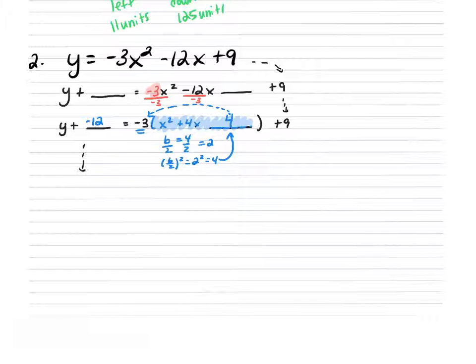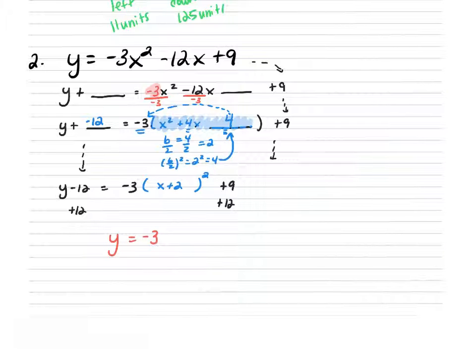So now, just like before, we are going to rewrite. So this is y minus 12. We have a negative 3. And the whole reason that I chose to use the number 4 was so I could factor this into a perfect square trinomial. And I can double check that the numbers that multiply to 4 and add to 4 would be positive 2 and positive 2. Our last step is just getting y alone by adding 12 to both sides. So our vertex form, y equals negative 3, x plus 2 squared plus 21.